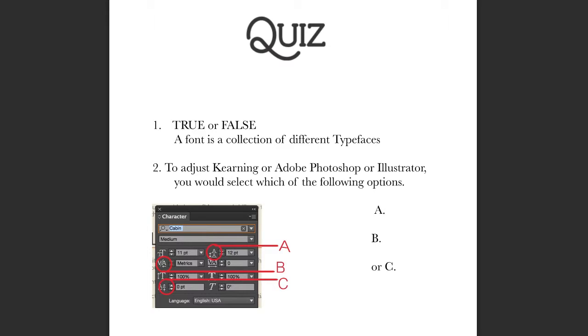A is actually adjusting your leading. And then C is kind of doing a little bit of an adjustment to the beginning of a paragraph, so C is just kind of like, we don't even really need to hardly concern ourselves with that one. B is by all means the answer you're looking for adjusting your kerning.